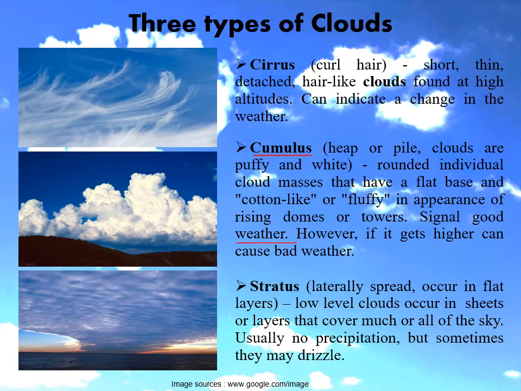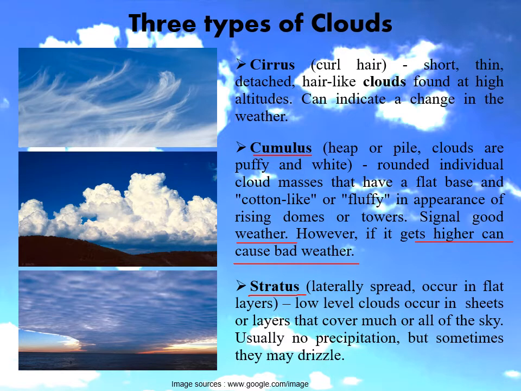The third type is the stratus clouds. These are flat, layered clouds. They are found mostly in the low levels of the atmosphere, low levels of the troposphere. They occur as sheets or layers, and they cover a larger area of the sky.